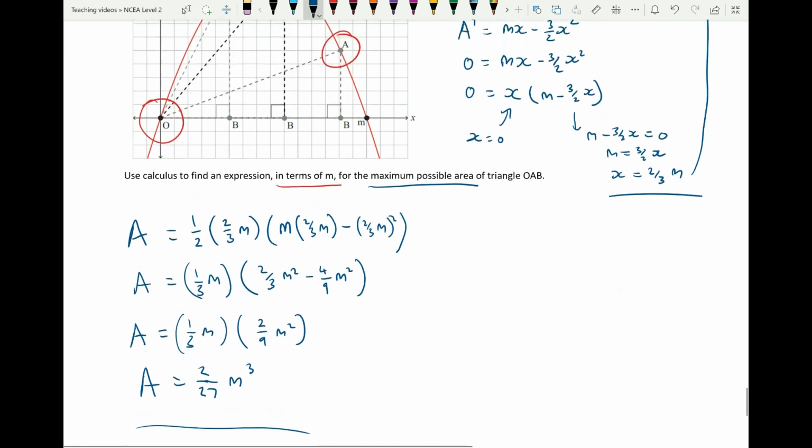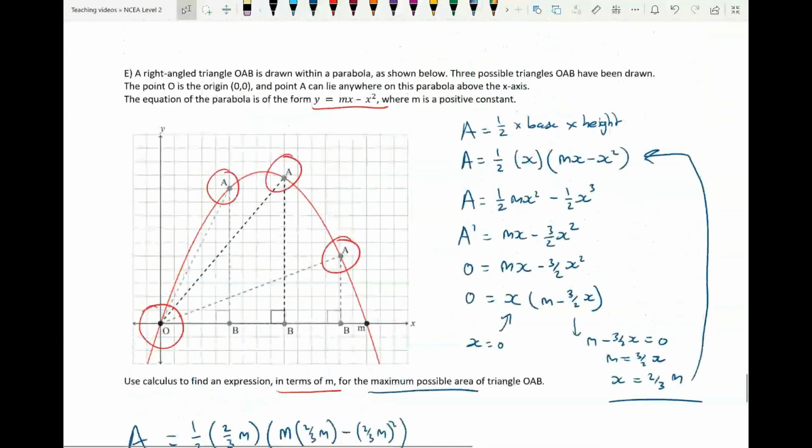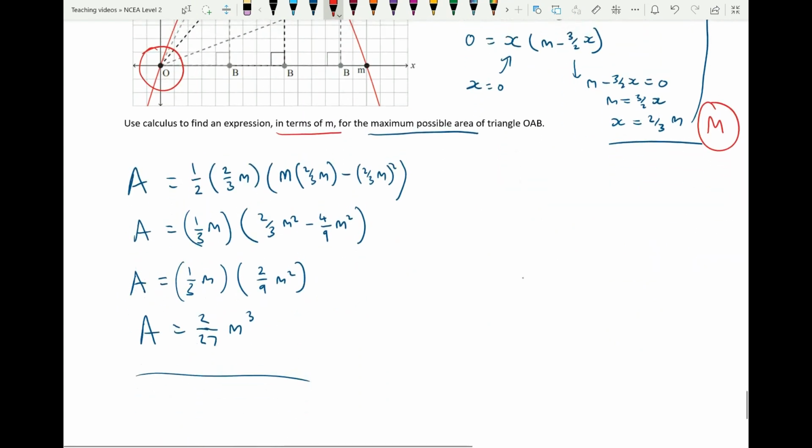Okay, so here's the marking. For achieved, correct differentiation of an expression for the area. So all the way back over here. So we have to get to this stage here. So forming the expression for area and then differentiating it. For merit, finding m or x. So if you got to here, and then all the way down here, you'll be pleased to know is an excellence. And that concludes our walkthrough of exam questions based on the 2020 Level 2 Calculus exam.